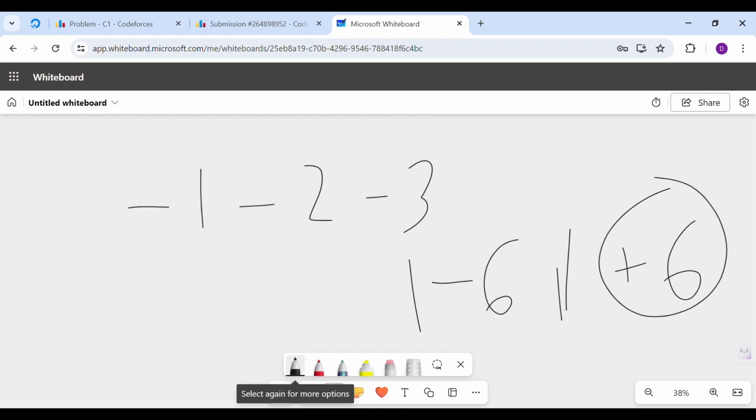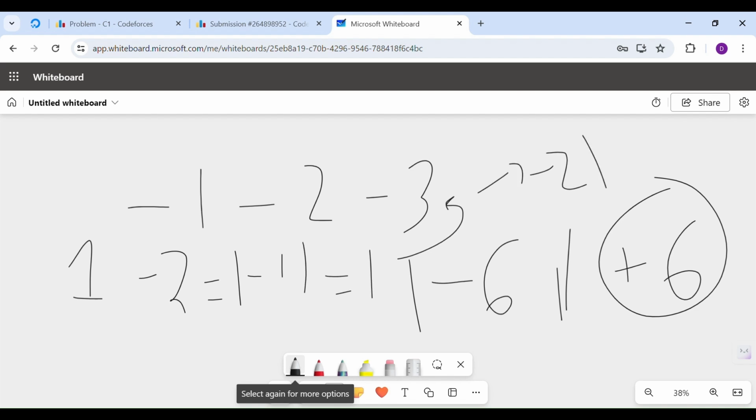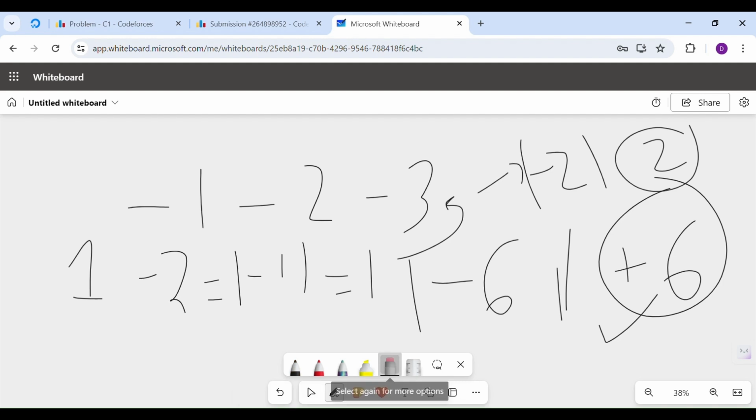But what if we had taken mod on every step? Then -1 would become 1, and then -2 gives -1. Modding it gives us 1. Then -3 gives us -2. Modding it gives us just 2. So this was a more optimal answer, and hence our previous greedy solution cannot work.